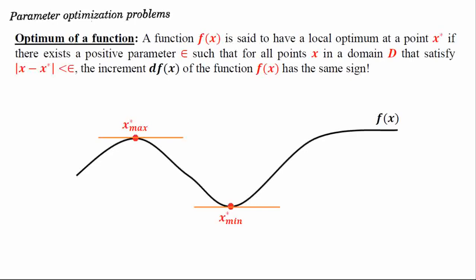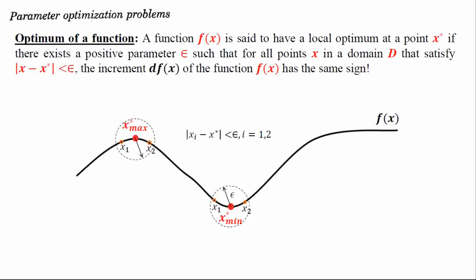Now, consider some points around these two stationary points as indicated by the orange-colored points. As long as these points are inside the circle whose radius is the constant epsilon, then we can say that these points belong to the domain that is produced by the circle. If you notice closely, you can see that at these points, the increment of the function delta f will have the same sign always.